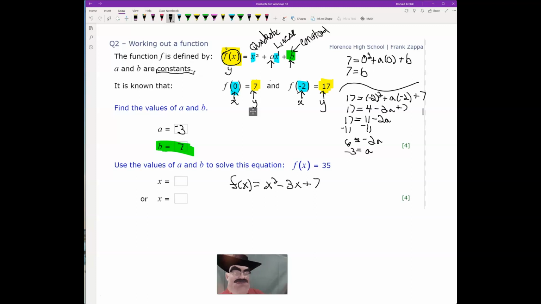Now it's asking you to find x when f of x is equal to 35. So what this is asking us to get is what x value creates an output of 35. Now to figure out what the input is going to be, we're going to take this output and replace it for f of x and then solve that resulting equation.